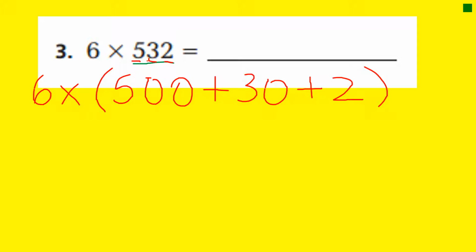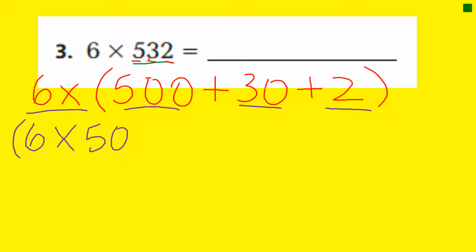Okay, so now guys, everything inside the parentheses, every part of 532 has to be multiplied by 6. So we're just going to write each part in a set of parentheses, multiplied by 6. There's 6 times 500. Okay? That's part of the product, the partial product.